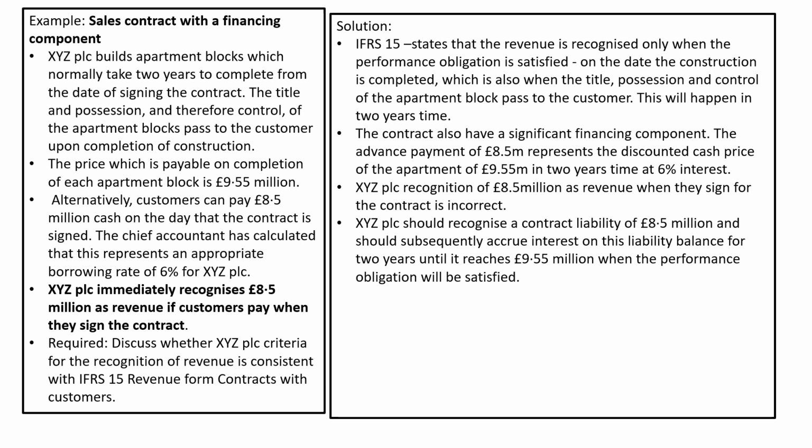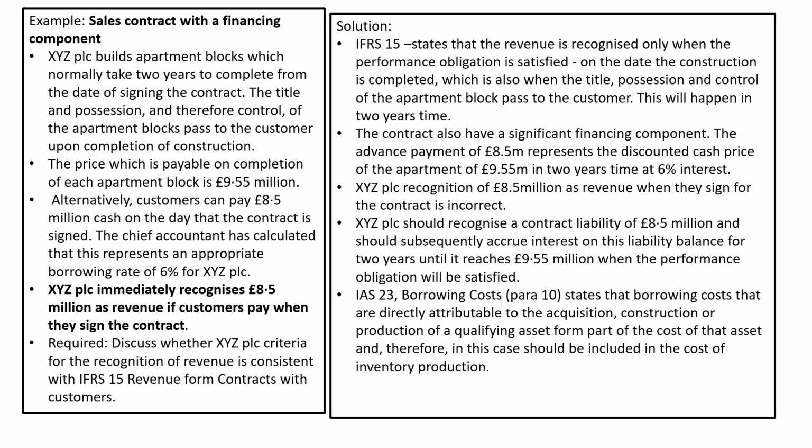XYZ PLC should recognize a contract liability of 8.5 million and should subsequently accrue interest on that liability balance for 2 years until it reaches 9.55 million, when the performance obligation will be satisfied. Further, IAS 23 Borrowing Costs, paragraph 10, states that borrowing costs that are directly attributable to the acquisition, construction and production of a qualifying asset form part of the cost of that asset. Therefore in this case they should be included in the cost of inventory production, i.e. added to the cost of the building.